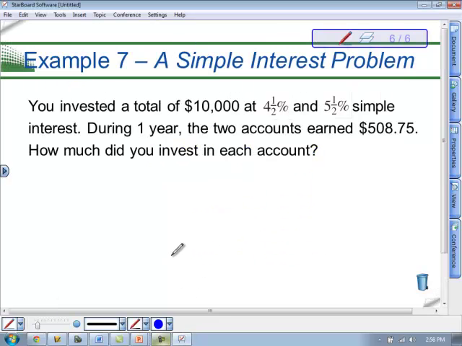All right, let's try another example. This is a mixture problem, obviously not chemistry related, using simple interest. But we need to write 2 equations. We need to read this and try to write some equations and then solve them.